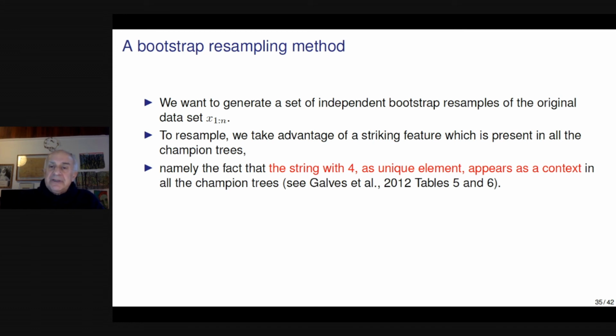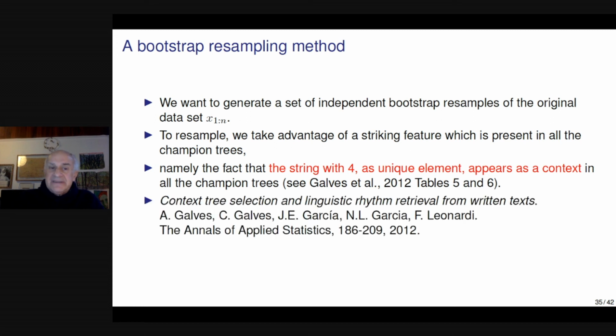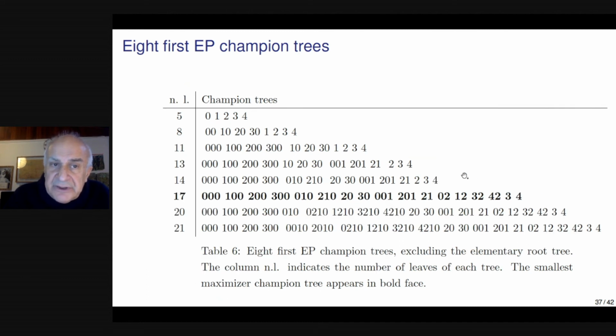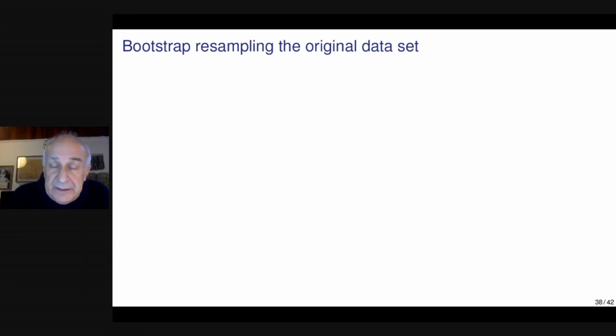champion trees. So I will quote our paper, tables 5 and 6. So that's the paper, and that's the tables. Table 5. So you see, for all the champion trees, 4 is always a context. The same occurs for the EP case. 4 is always a context. So let's use this fact to make the bootstrap resampling.